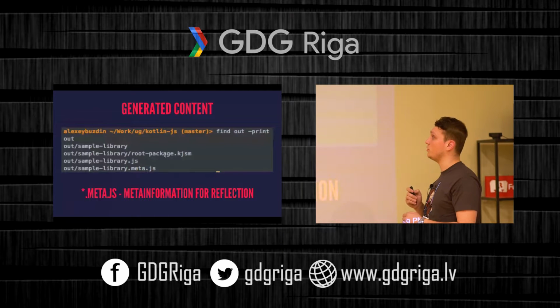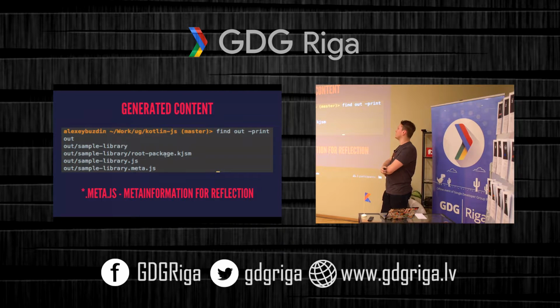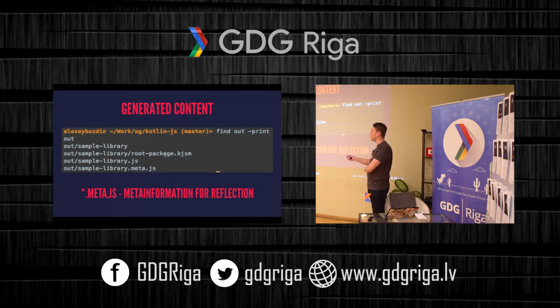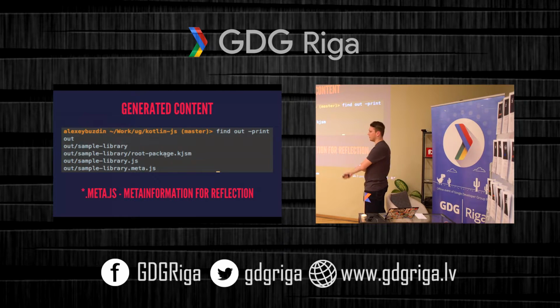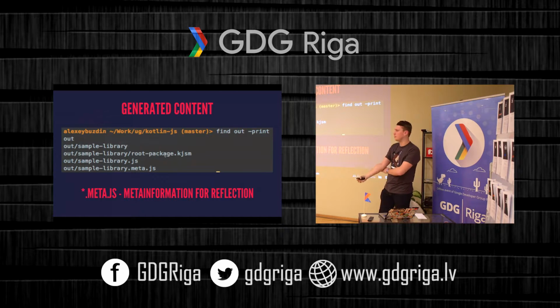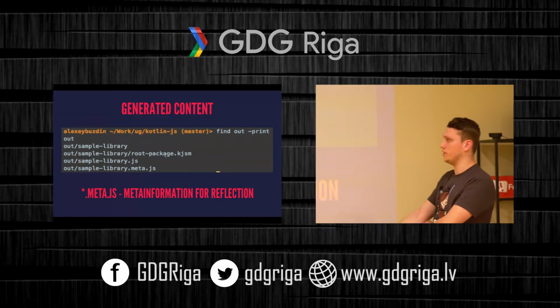So now, what can we do? We've run this command, and this is what the Kotlin compiler generated for us. So we can see there is a sample library.js file, sample library.meta.js file, then a library with a root package kgsm. So this one is actually a JavaScript implementation of our function, of our Kotlin file. This meta.js is runtime information for all the reflection magic that you can have in your Kotlin code.